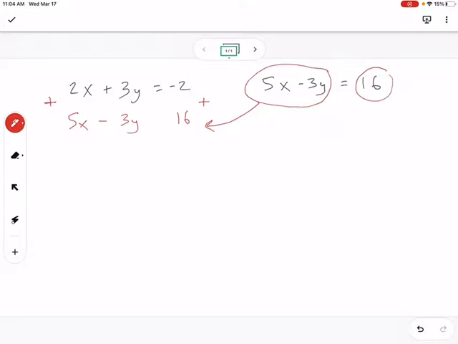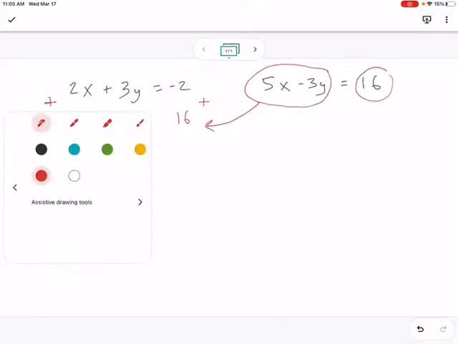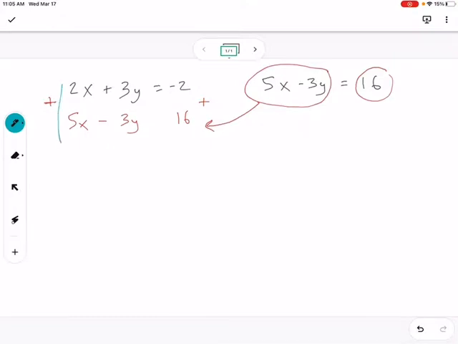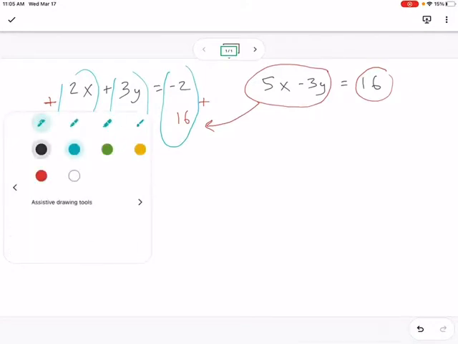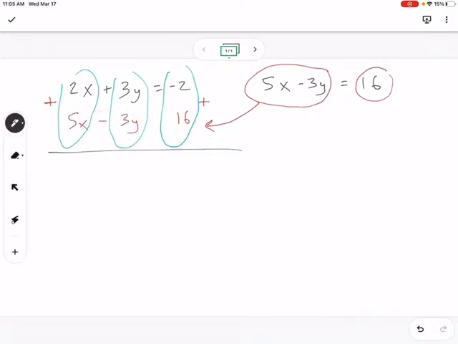So what you'll see as you get further in this, if they aren't arranged in a nice convenient way like these ones were, you're going to have to do a little rearranging first to make sure that your like terms line up. And what I mean by that is, we have all of our x terms stacked, we have all of our y terms stacked, and then we have all of our constant terms stacked. And now we just do the addition.